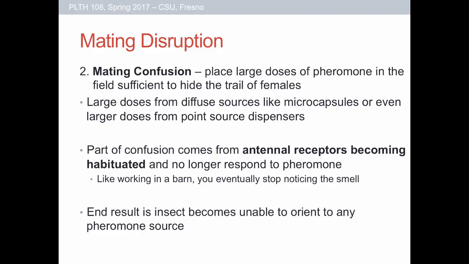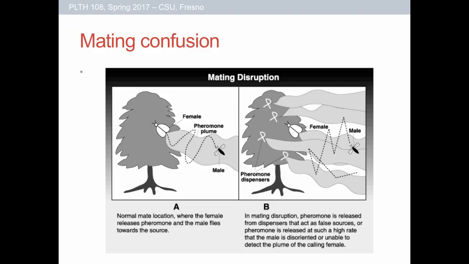You're putting so much pheromone out there that the insects are getting habituated to the amount of pheromone in the environment. So they can't tell if they're flying through a plume or not because everything smells exactly the same to them through their antennal receptors. They're basically just used to a certain amount of pheromone being around. And so ultimately, you get the same result. The males are flying around, they can't detect the plumes, and so they can't find the females. Right? So essentially, same idea. You've got so many plumes that the male just can't even find the female at all.